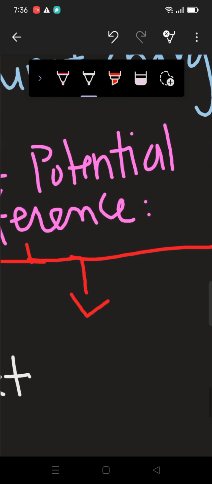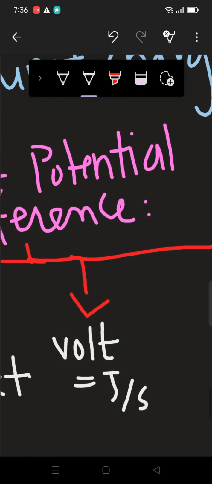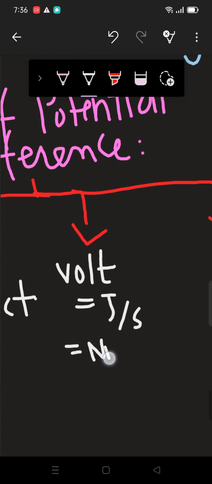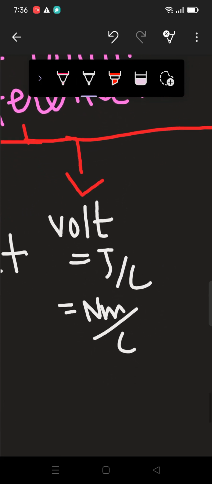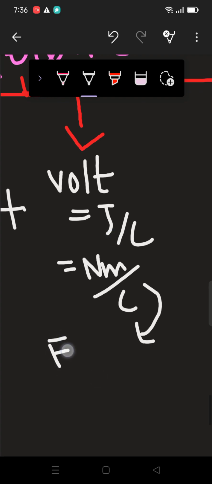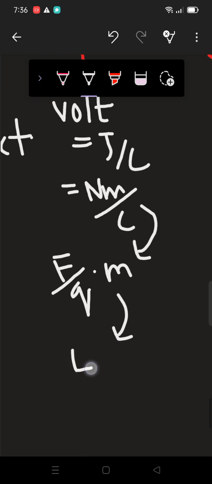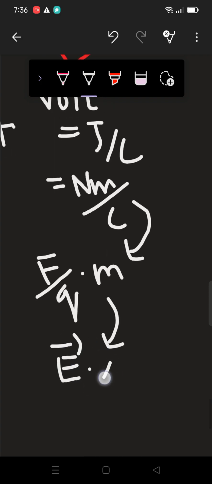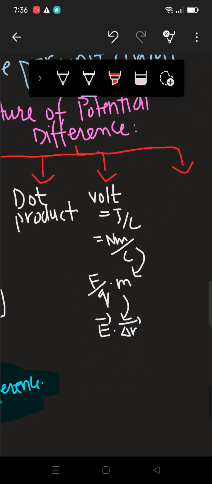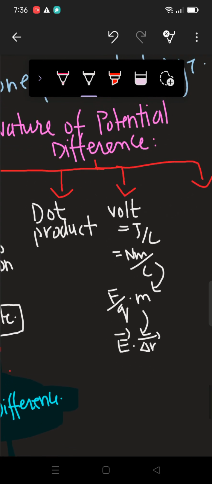Thirdly, it has a unit of volt, and volt was equal to joule per coulomb, and there we can also write Newton meter upon coulomb. Sorry, why am I writing S, it should be C here. And this we got by F by Q dot M, and this we got by electric field intensity and del R, right? This volt is not only the unit of potential difference, however, it is the unit of electric potential and EMF as well.